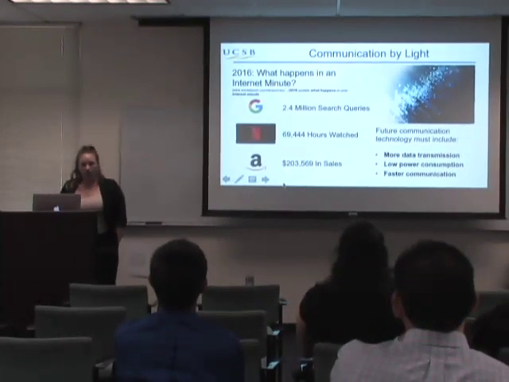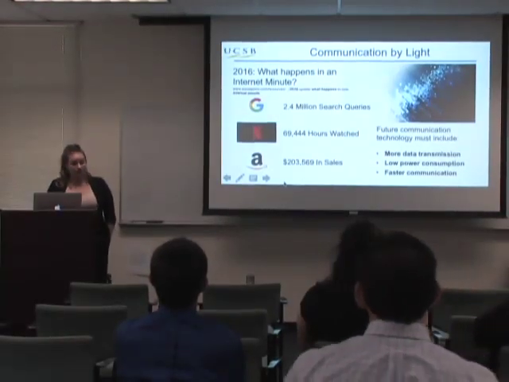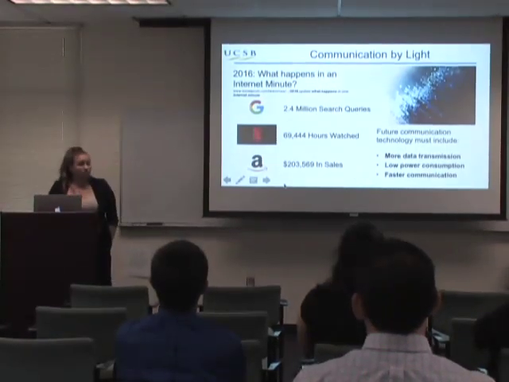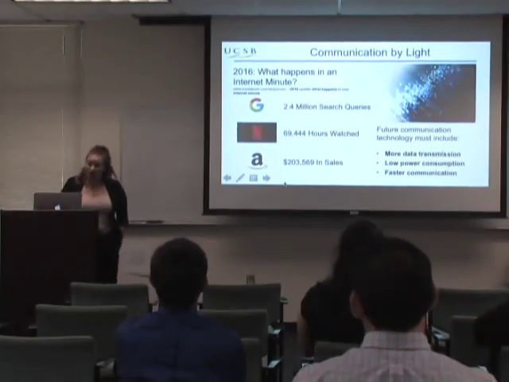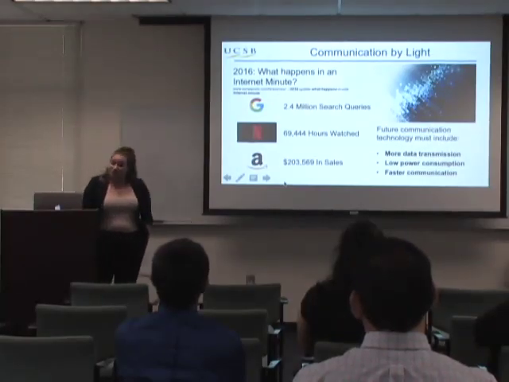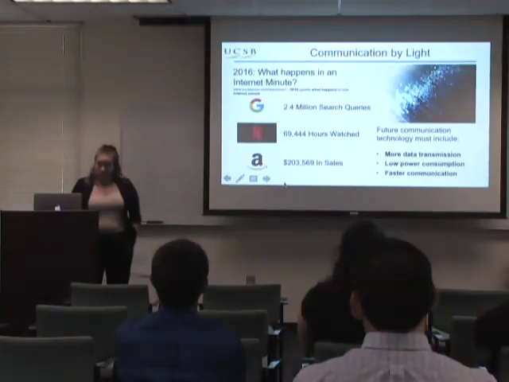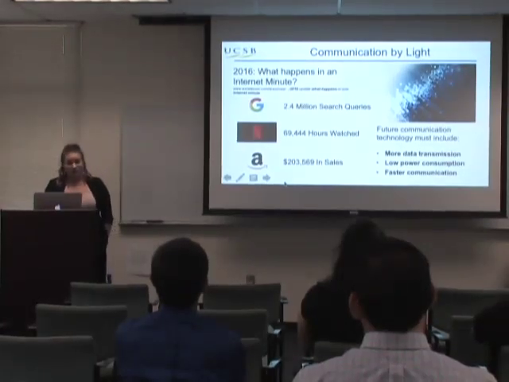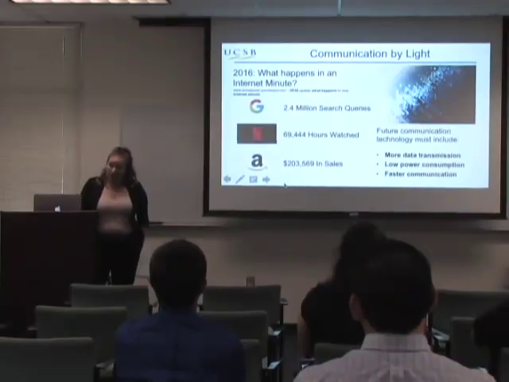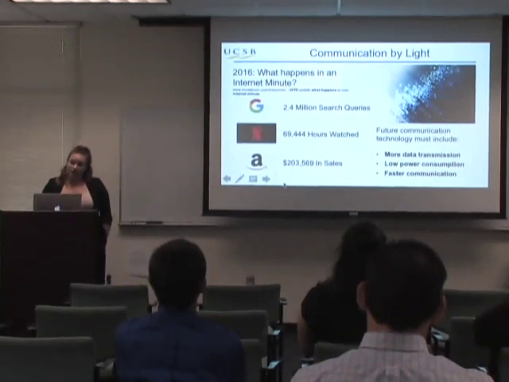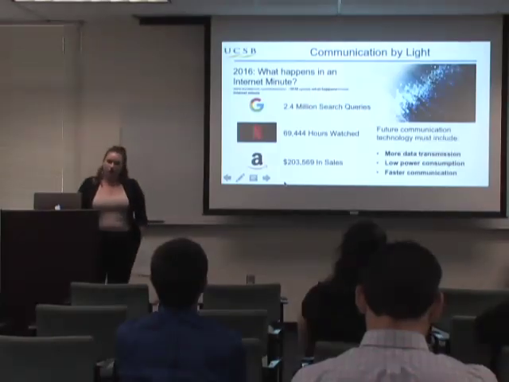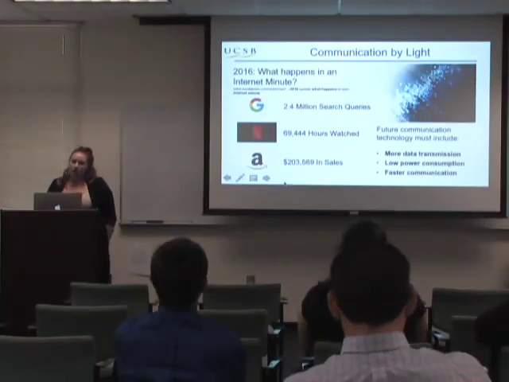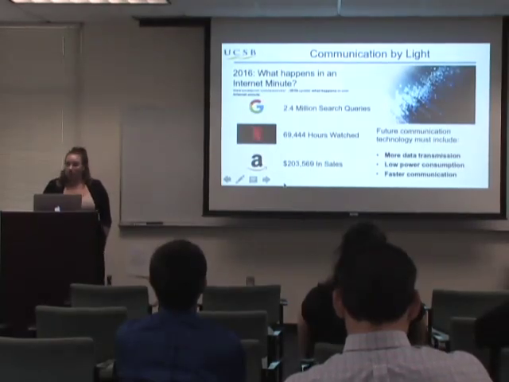So in 2016, what happens on the internet in 60 seconds? On Google, 2.4 million searches happen. On Netflix, 69,444 hours are watched. On Amazon, $203,569 are made in sales. We have a need for communication, whether it's from person to person to object, or object to object. We need this. And in the future, we will need communication technologies that allow for more data transmission, lower power consumption, and even faster communication, all at the same time.